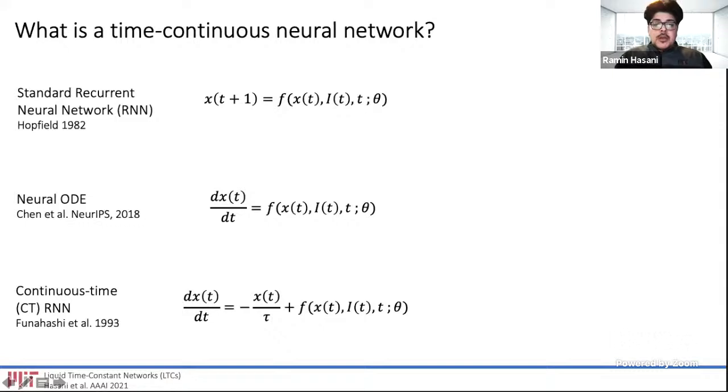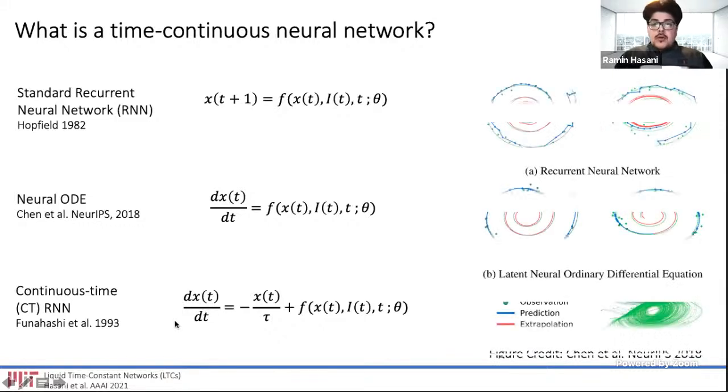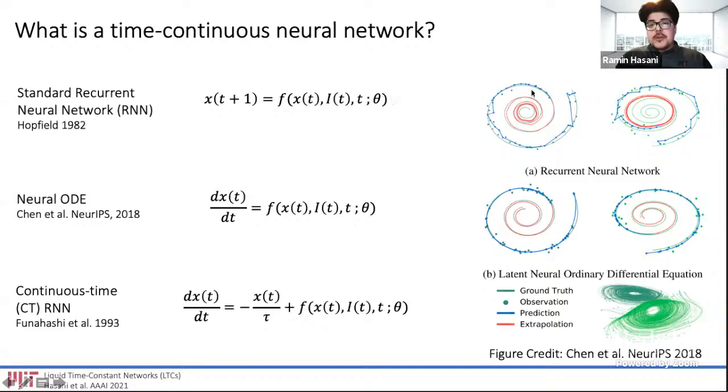This gives rise to a more stable neural network. If I want to show you how different they are in modeling time series, the top part is a discretized recurrent neural network, and the prediction and extrapolation of a typical standard recurrent neural network looks like this. And this transformation is much smoother when we are using a continuous time recurrent neural network. That's one of the benefits that we can get out of these systems.